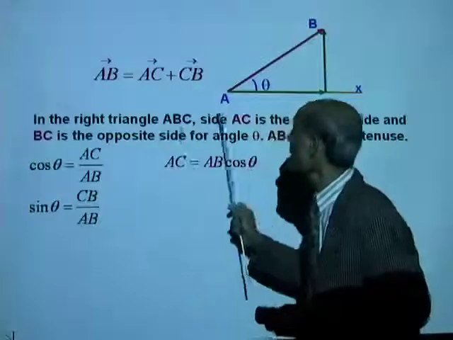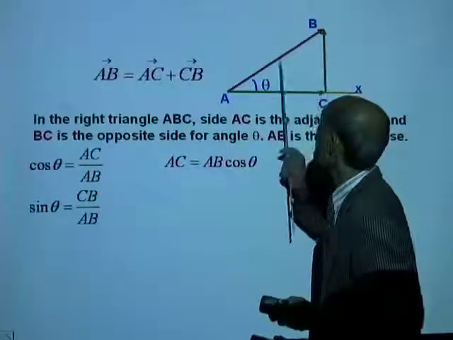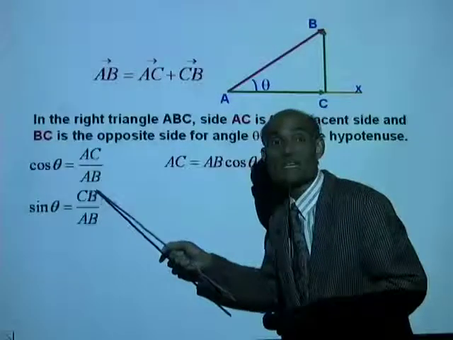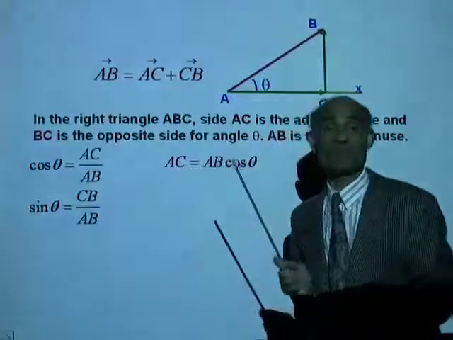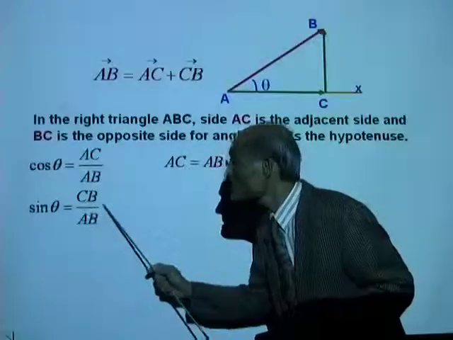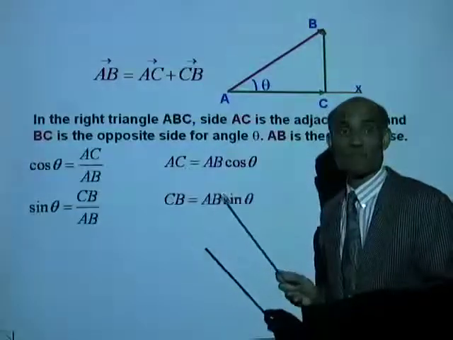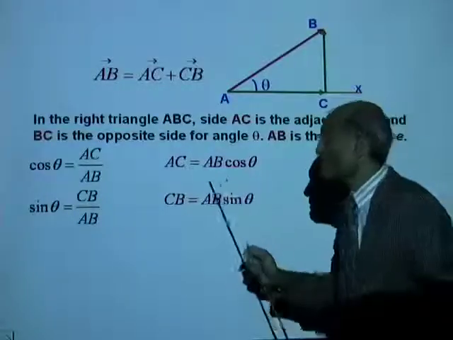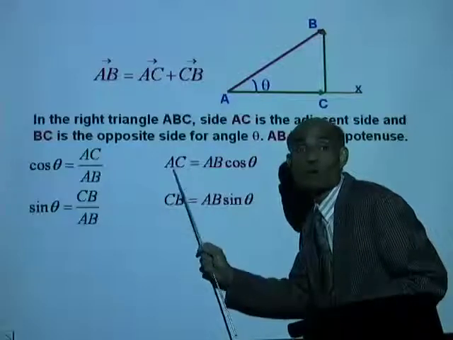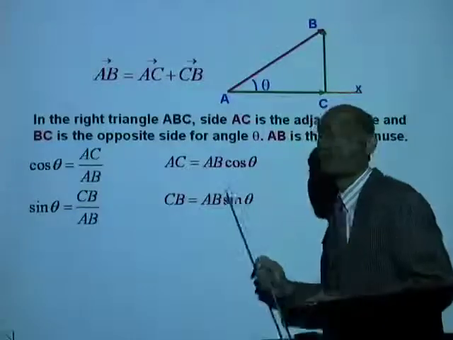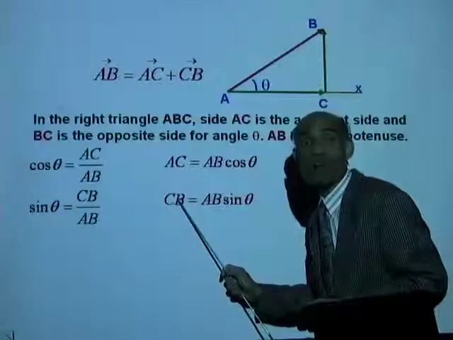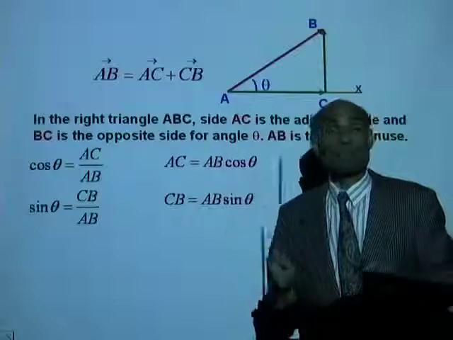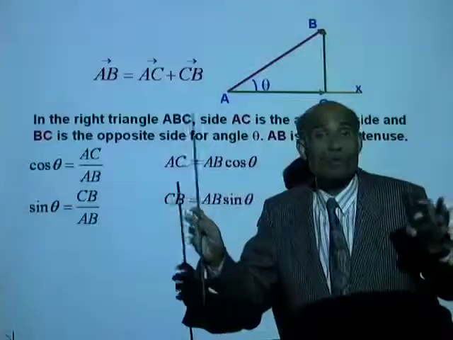Similarly, sin theta equal to opposite side divided by the hypotenuse. Sin theta equal to CB divided by AB. Therefore, what is CB equal to? CB equal to AB sin theta. The magnitude of the x component is AB cos theta, and the magnitude of the y component is AB sin theta. Now, this is true for all vectors.